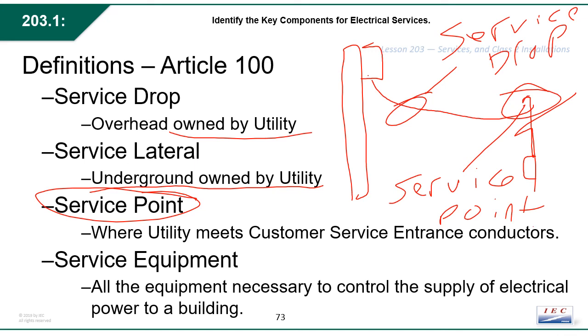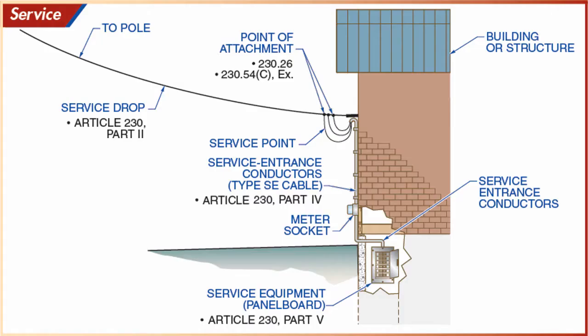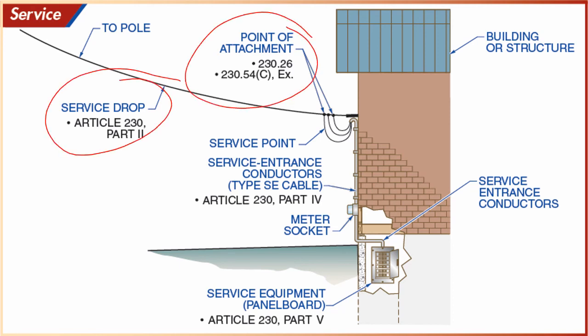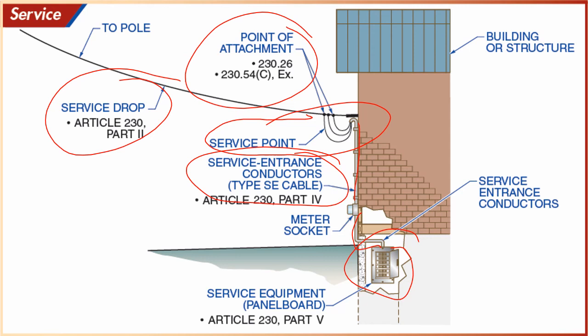Service equipment, all the equipment necessary to control supply of electrical power to a building. And here's an example here. I didn't realize I even had a picture with this. You'll see here we got a service drop. Point of attachment right here. Service point. That's where customer meets utility. Service entrance conductors, we're installing those through the meter to the equipment, the service equipment, the panel board. Everything from the weatherhead on would be installed by the electrician. Everything before the weatherhead would be installed by utility in this scenario. Utility makes the call, however.